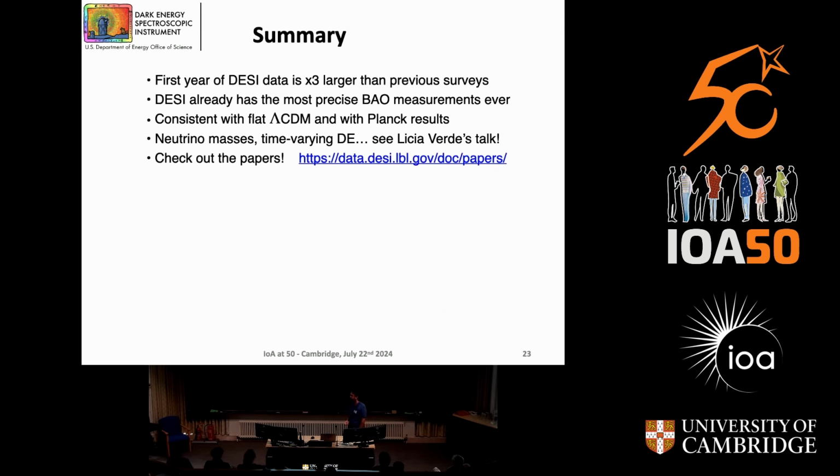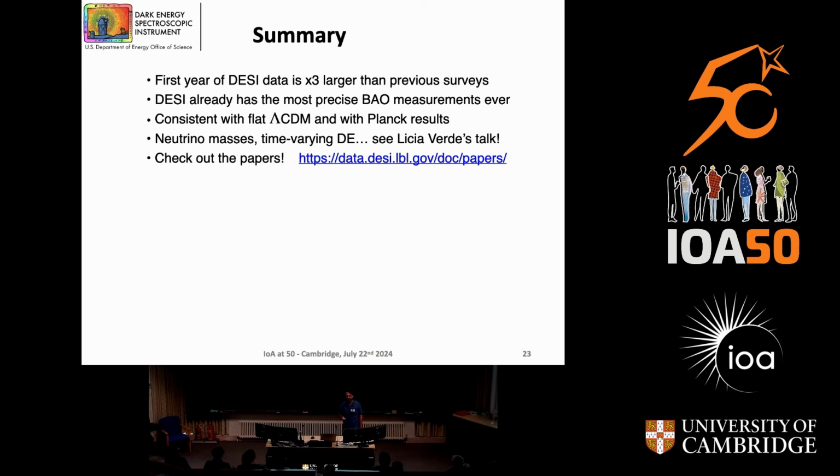And just to finalize with a summary slide, DESI is working really well. We are actually even ahead of schedule. And we have already provided a catalog that is 3 times larger than all the previous galaxy surveys together. And the results are consistent with flat lambda CDM and with Planck, at least when treated alone. As you will hear later in the talk by Licia, once you add supernovae and other data sets, things become more interesting. And the papers are public, so please take a look at them.